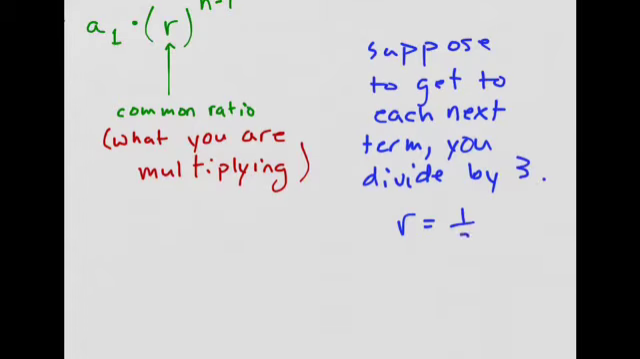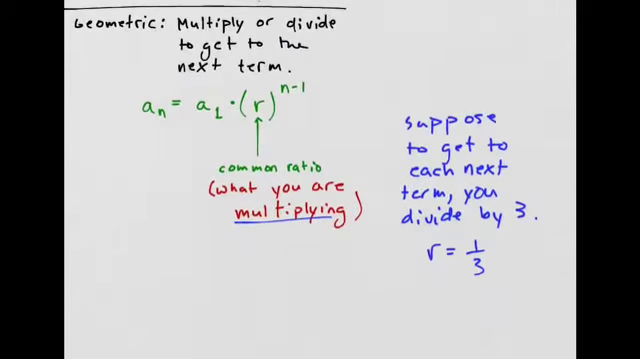It's going to be exactly 1/3. Because if I multiply by 1/3, that's the same thing as dividing by 3. And that's why I'm only writing multiplying, because that helps us keep R in a consistent way.